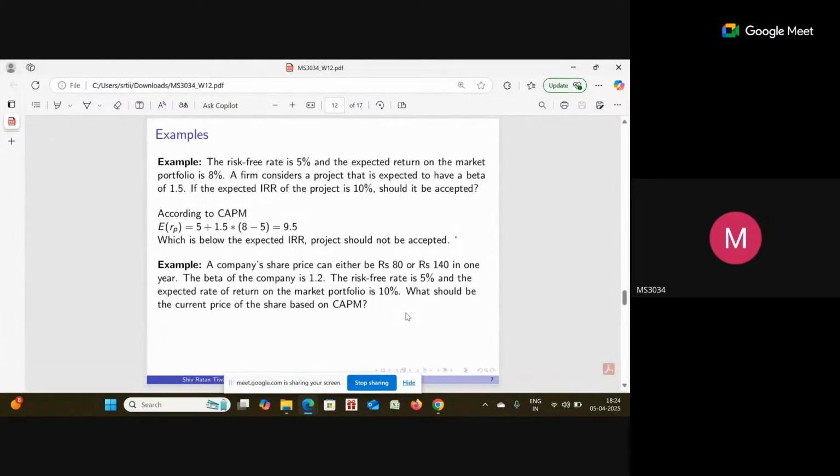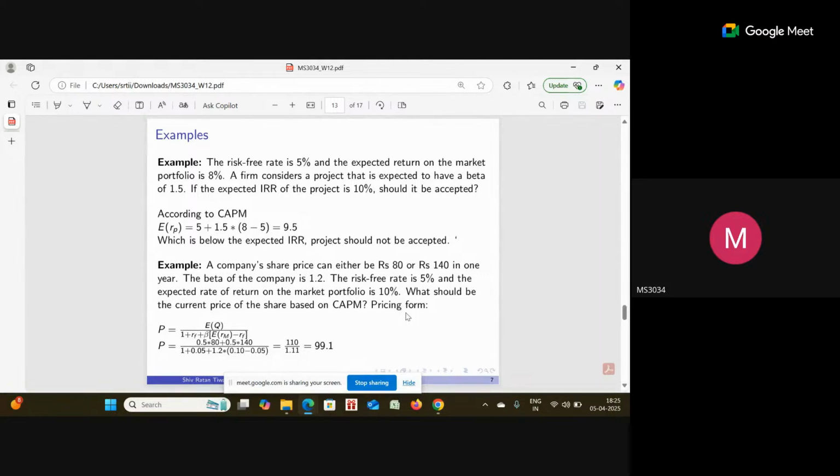So first we need to compute the expected future share price, that is 50% times 80 plus 50% times 140. So the expected price is 110, and we need to divide it by the expected return which we get from the CAPM formula. So if you put all these values, then the current price turns out to be 99.1.